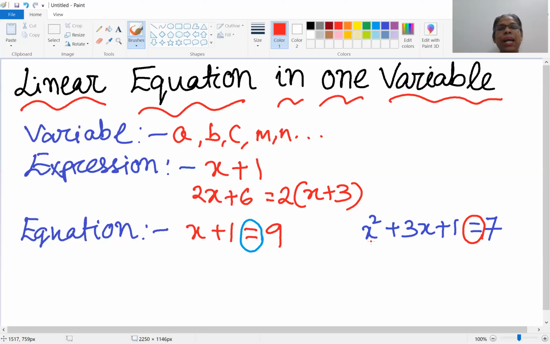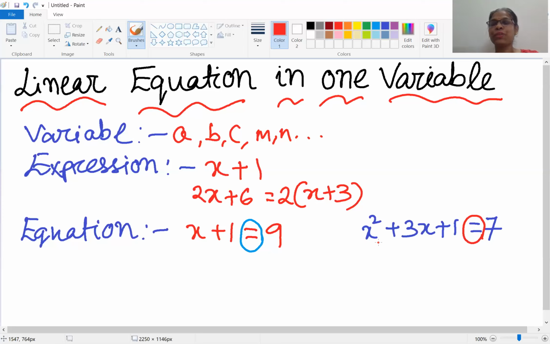Now tell me, I am telling you now this is not a linear equation. Ask me why. Why is this not a linear equation? Because the variable has the maximum power of 2. This equation is not a linear equation. Ask me why? Because this is an equation.